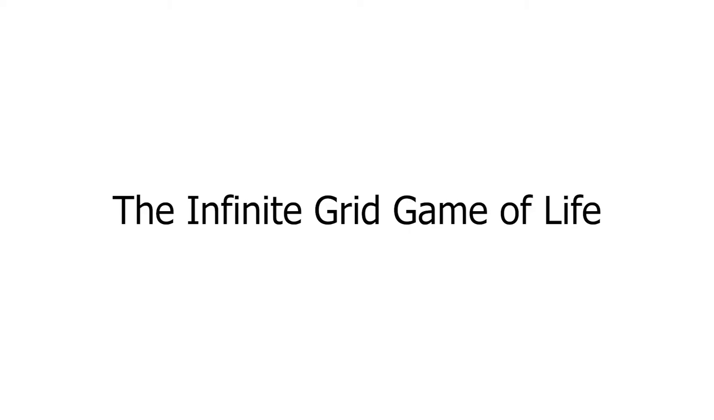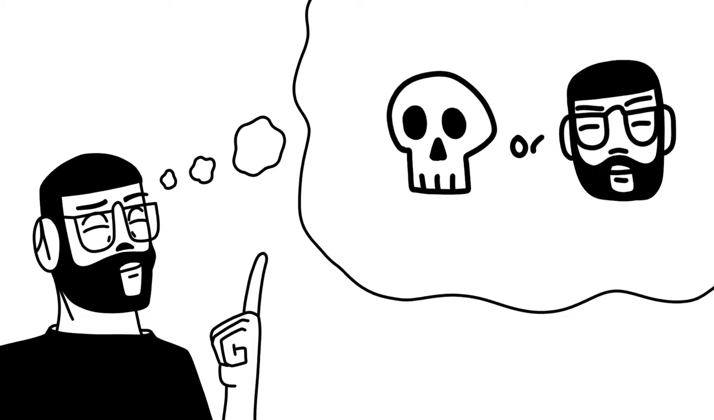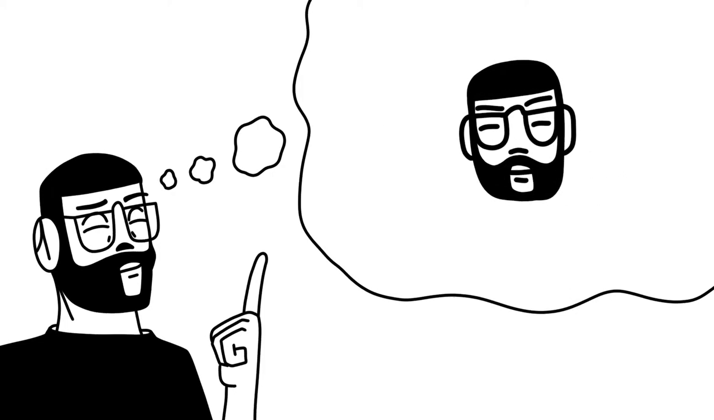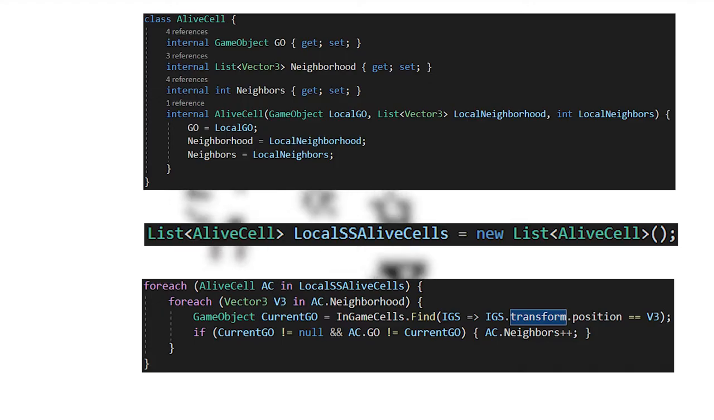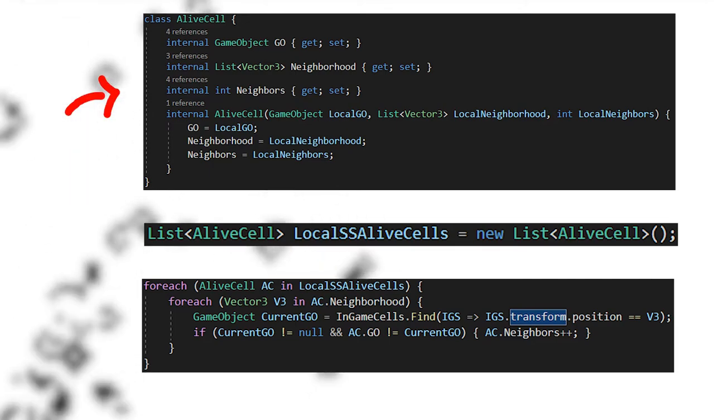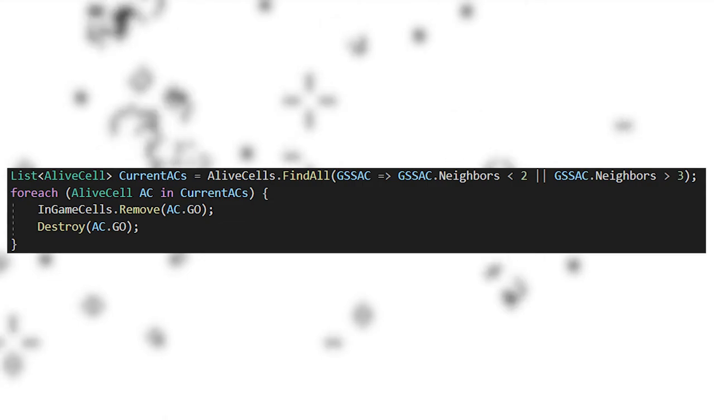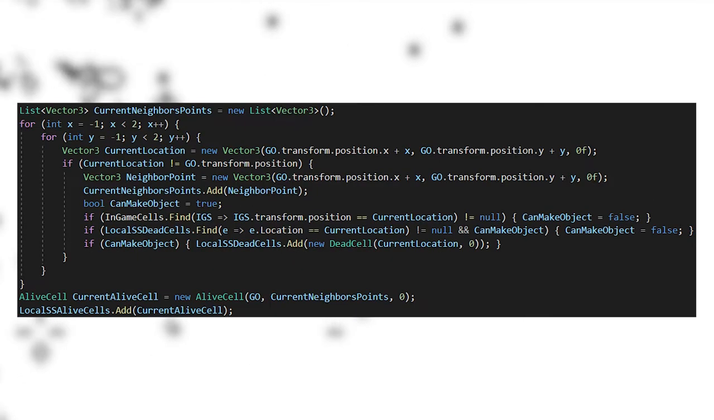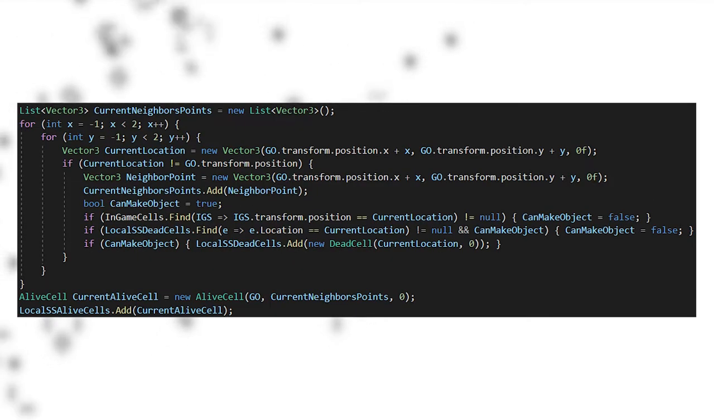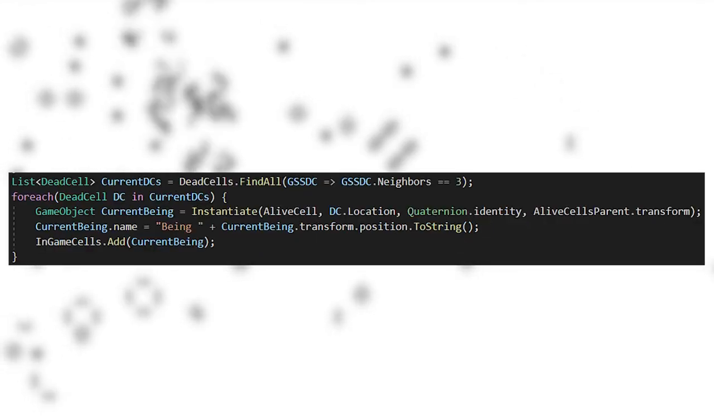I called this the infinite grid game of life. The idea was that the alive and dead cells are all dependent on live neighbors in order for any change to happen, meaning I could save all the alive cells to a list and iterate over each one and check if its state should change. I could then grab each dead cell around each alive cell and iterate over those and see if they have enough neighbors to become alive.